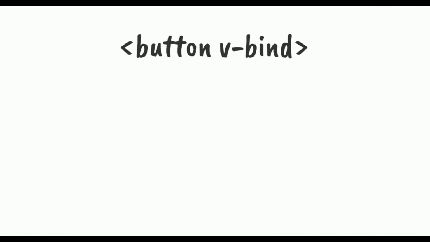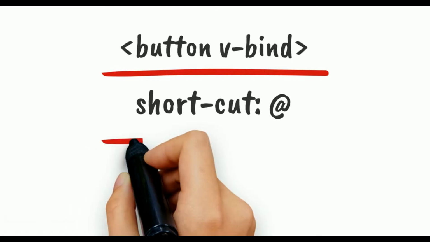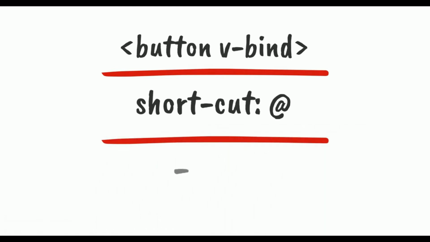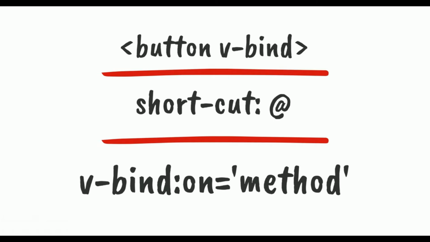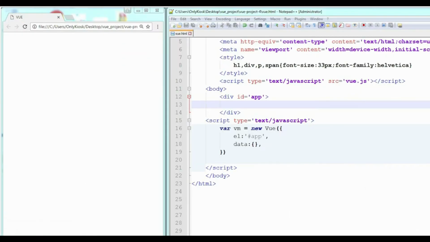Dealing with the event or events requires us to use a new directive, vOn. The vOn directive should be inserted into the button tag. The vOn directive has a shortcut, the @ sign. Its value is a method name. Naturally, methods are defined in the methods property. We have already tried the methods property before.